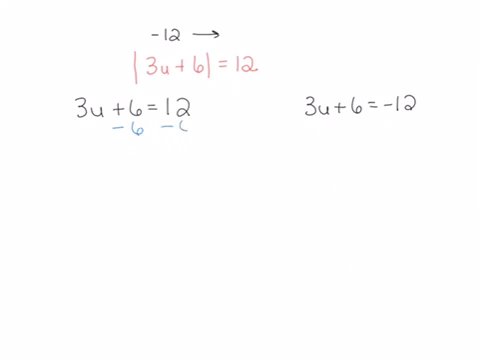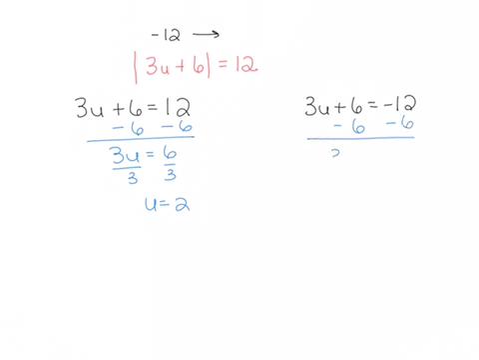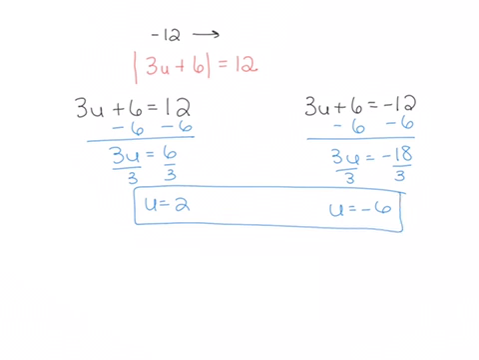So I'm going to subtract 6 from both sides. I have 3u equals 6. Divide by 3, and u is 2. Solve this one over here. Again, subtract 6, so 3u equals -18. Divide by 3, and u is equal to -6. So those are my two solutions, 2 or -6. Notice how they're not the same number, one positive and one negative. They're two completely different numbers.